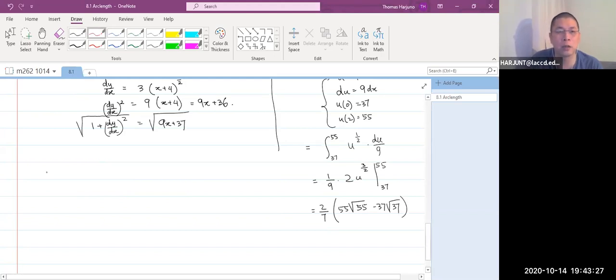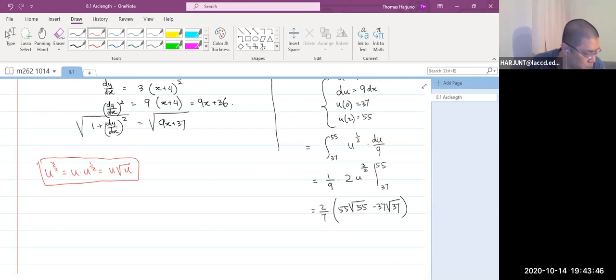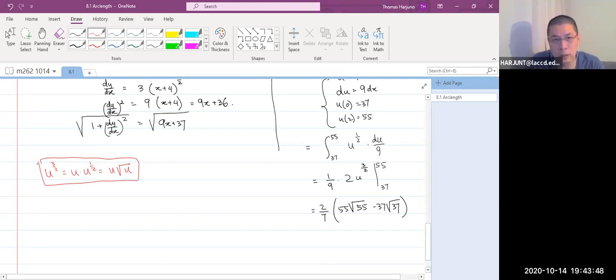Okay, maybe I write it here. u to the power of 3/2 is u times u to the power of 1/2, which is u square root of u. Of course, if you can simplify further, you should do that. But I think that's the furthest we can go without using decimals.